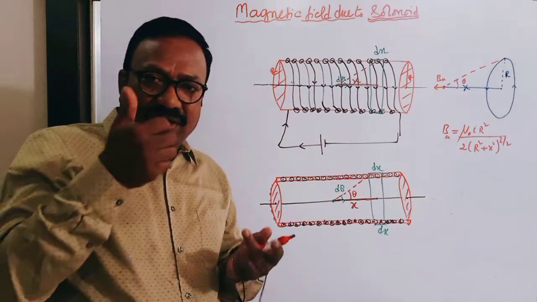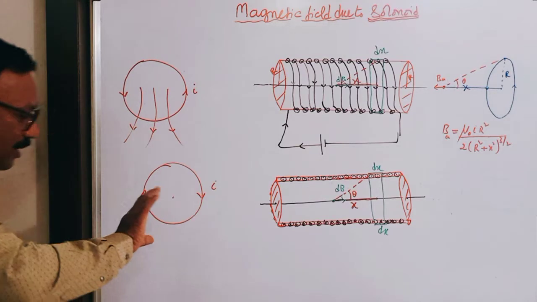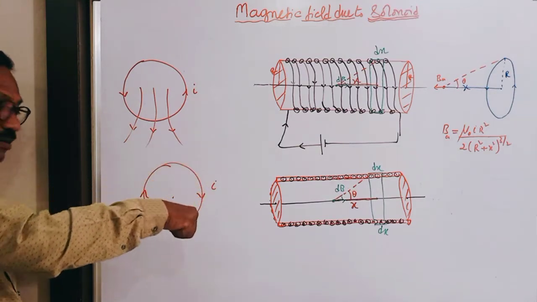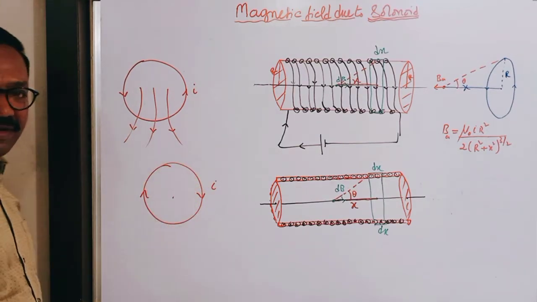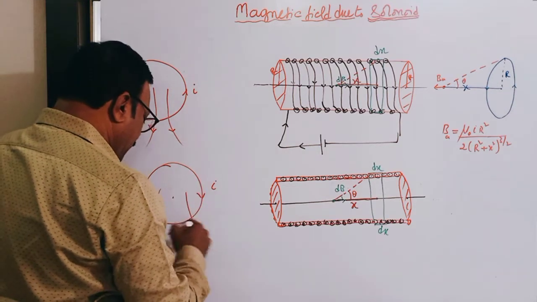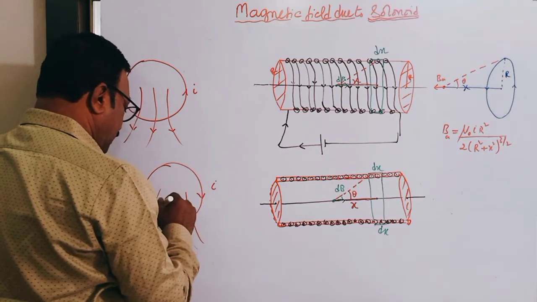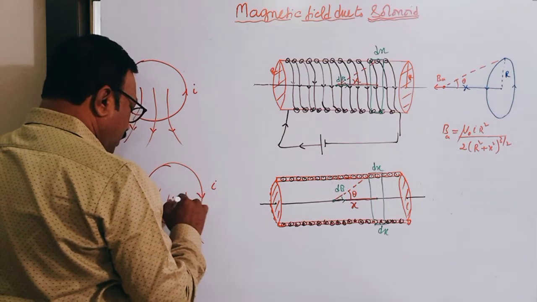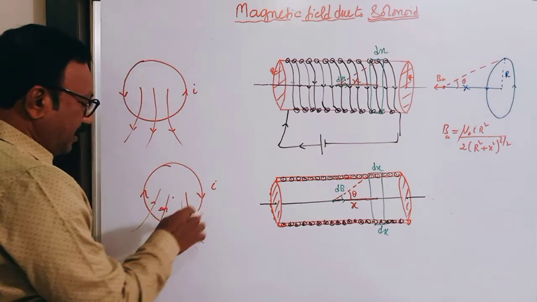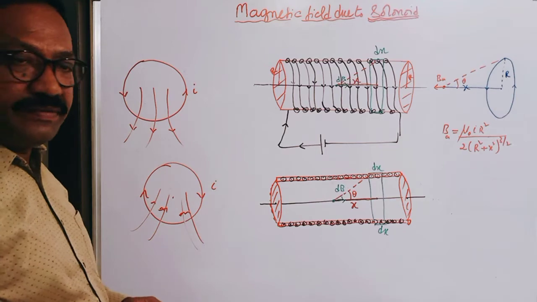Interchange and see. If you interchange, what happens? This will be the current and this is the magnetic field. Right. This is the current. So the magnetic field will be inward. So the magnetic field will now be directed inward like this. You can also remember, if the current is clockwise, you will have an inward magnetic field.